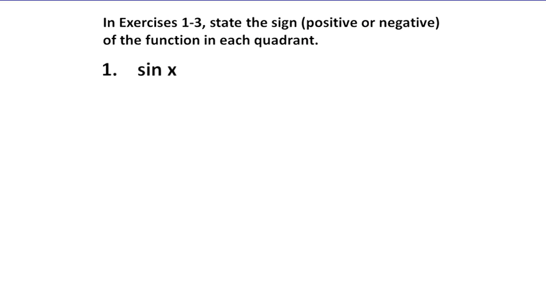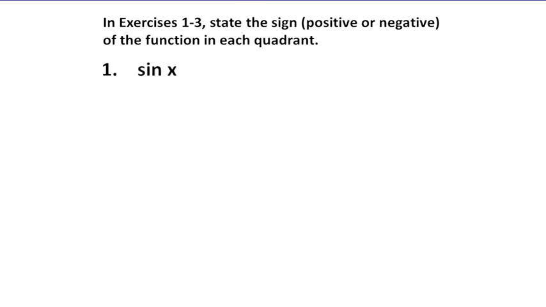This is chapter 4.4, quick review, page 392. Somebody reminded me in class that really this is section 4.4, which is within chapter 4. And this is in preparation for graphing, evaluating the graphs of the sine and cosine equations. In exercises 1 through 3, state the sign, positive or negative, of the function in each quadrant.